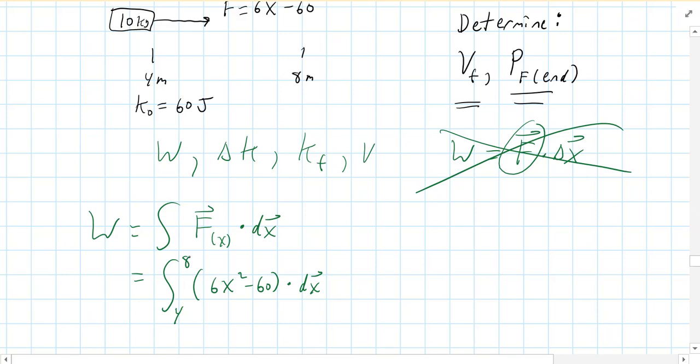Now, a few people might ask, well, why don't you just go from 0 to 4? It's still 4 meters, right? Well, the force values are different at 0, 4, and 8 meters, so you have to be careful and put the correct limits in here.